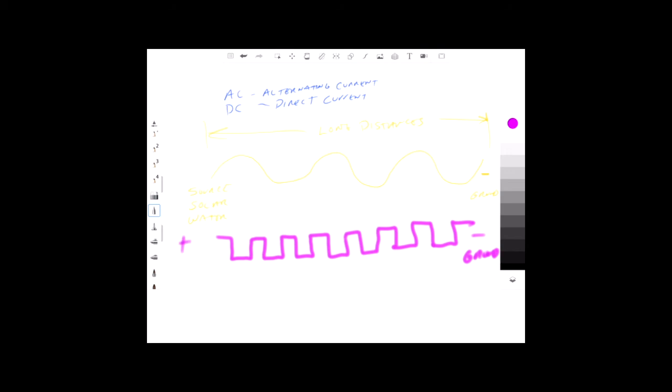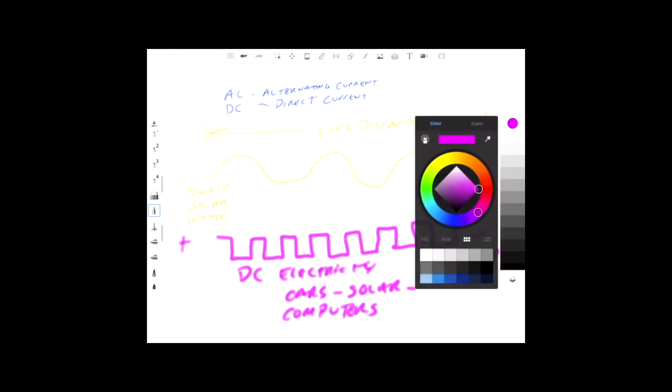And so DC current, electricity, it's used in cars, automotive. It's used in solar. It's used in computers, and so forth.